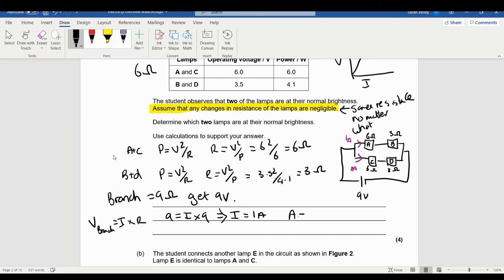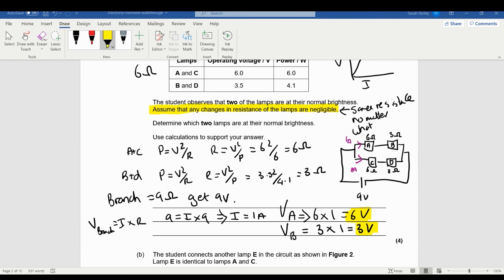So the voltage on A is going to be 6 times 1, so that's going to be 6 volts. And the voltage on B is going to be 3 times 1, which is going to be 3 volts. So this is where it becomes really important: A is getting its operating voltage. B is not getting its operating voltage. So what this means here is that A is getting max voltage. So A is at normal brightness.